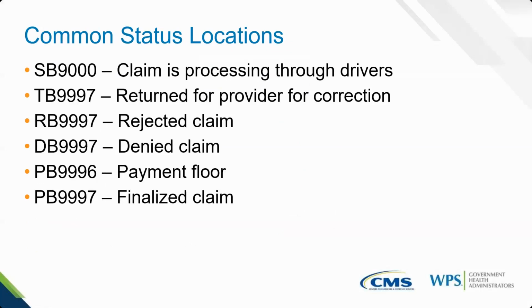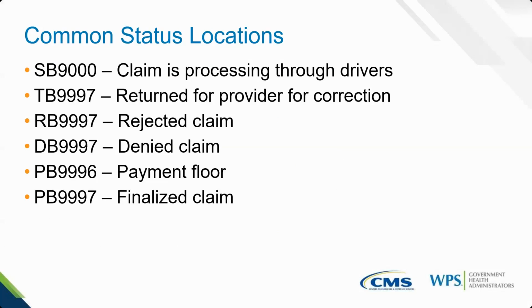I wanted to provide you with a list of some common status locations. PB 9000 means that the claim is processing through the drivers. So if you've ever corrected an error on the claim and then stored it, it'll move to SB 9000 as long as no other edits exist. And then it just starts moving back through the drivers again.